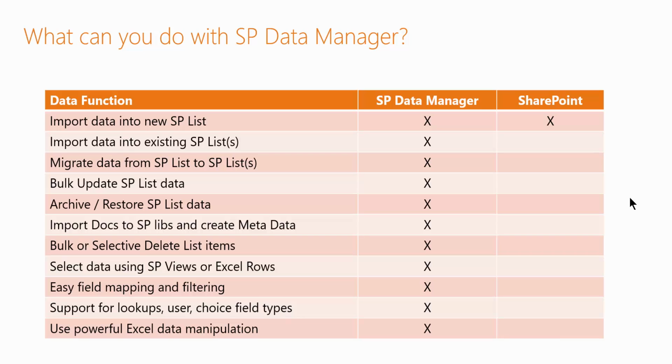You can archive and restore SP list data. For instance, if you have a SharePoint list that's going to be going over 5,000, you can use this to prevent that from happening and keep it in an archive on Excel, and then be able to restore it item by item whenever you want to. You can import documents into SP Libs from your file shares or your own computer libraries, and you can even create metadata while you're doing that.